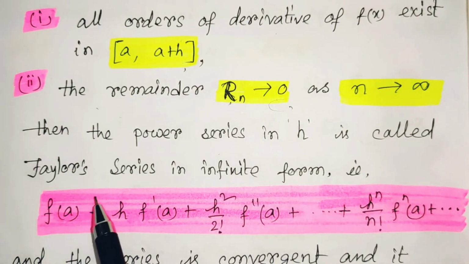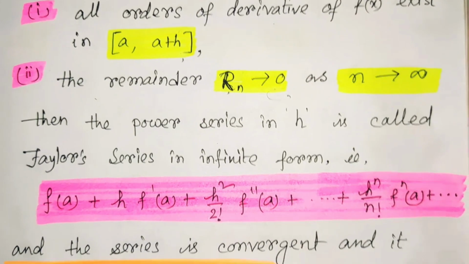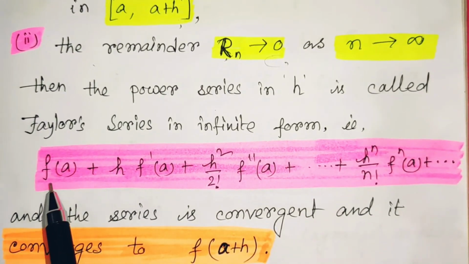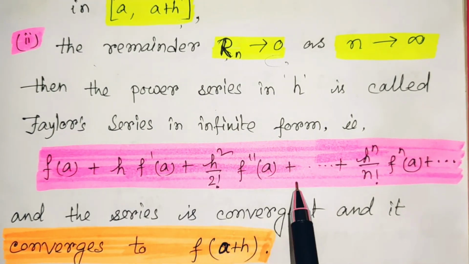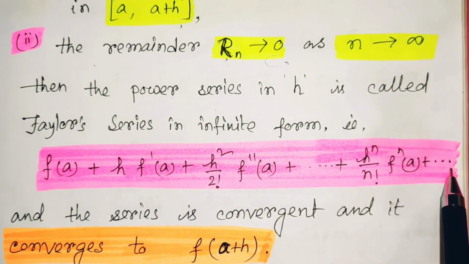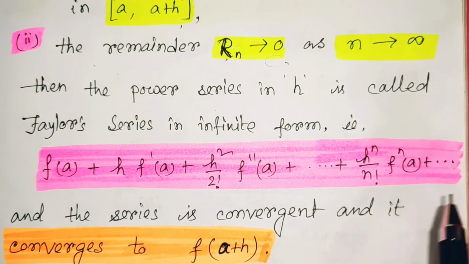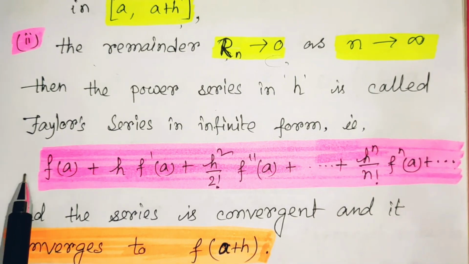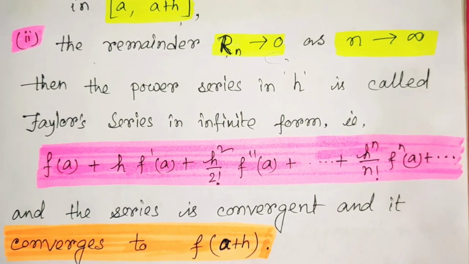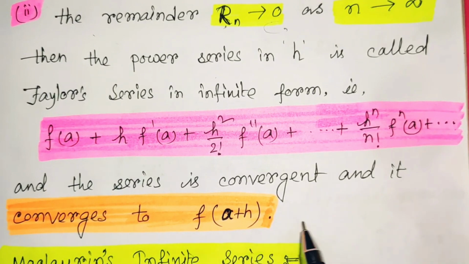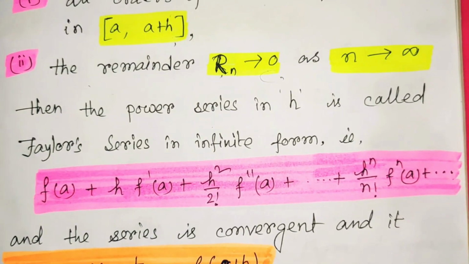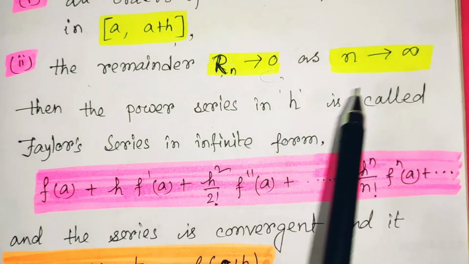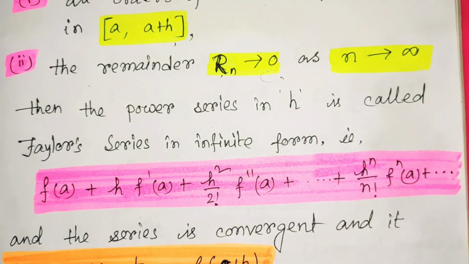Then this becomes a power series, and this power series is called the Taylor's infinite series, and we will find its form as this one: f of a plus h f dash a plus h square by 2 factorial f double dash a, and look here the last term is not finite, it is going to infinity, and definitely the entire value is equal to f of a plus h. So we can say that this series is convergent and it converges to the value f of a plus h. So this is just the infinite series where we consider that Rn tends to 0 as n tends to infinity, that's all.